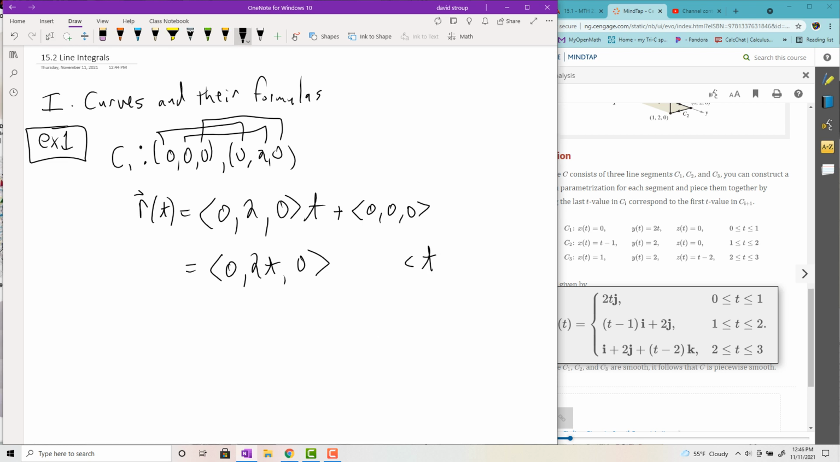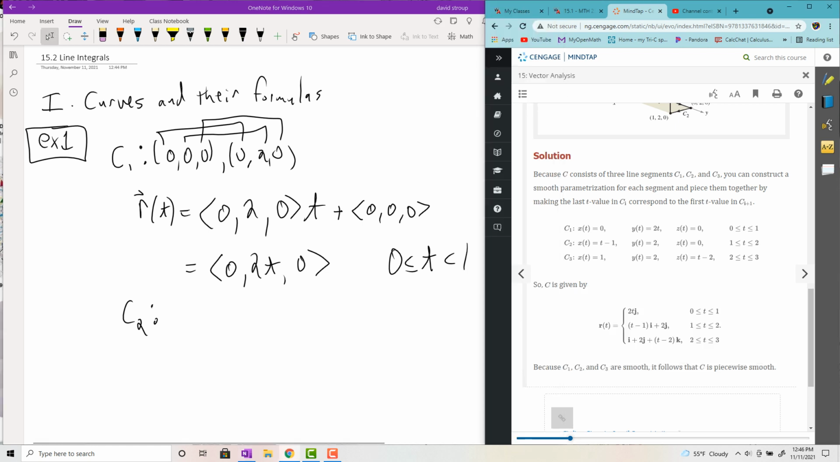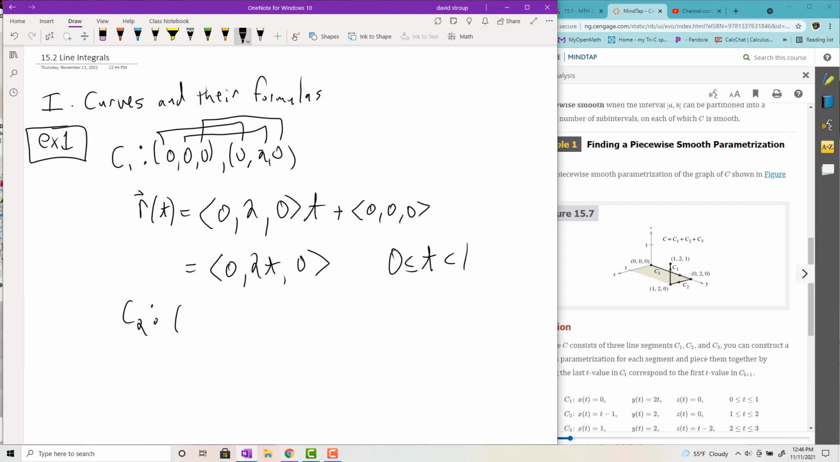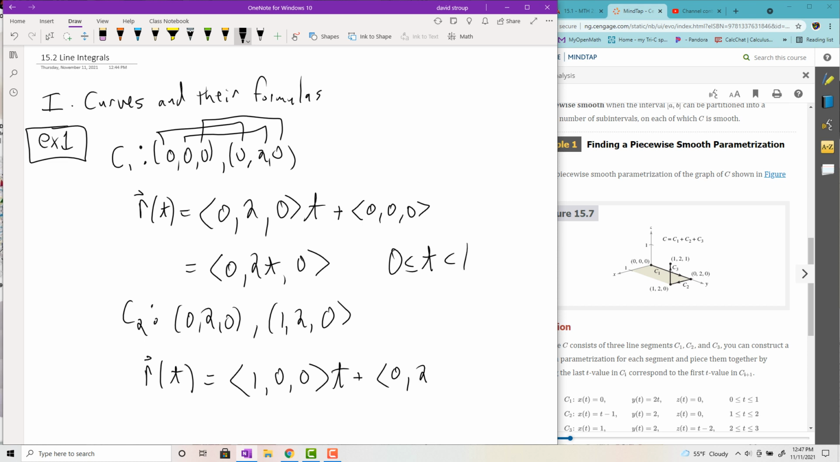The big issue for us now is that they're going to want the parameter, for C1, to go from 0 to 1, and then for C2 to go from 1 to 2. Okay, so that becomes kind of annoying. Anyways, let's look at the curve C2. So I have 0, 2, 0, and I need to go to 1, 2, 0. You could do the same thing for the slope. So the slope here will be 1, 0, 0, times t, and then plus your starting position, 0, 2, 0.